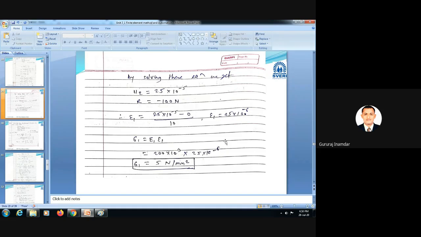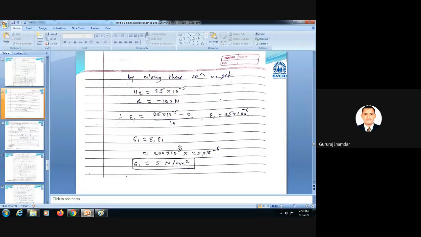What is the unit of strain? Strain is change in length upon length, so there is no unit. Sigma is equal to E into strain, so for this sigma calculation we require the strain value. Put the direct values: 200 into 10 raised to 3 into 25 into 10 raised to minus 3. After calculation, the stress at node 1 is equal to 5 Newton per mm square.